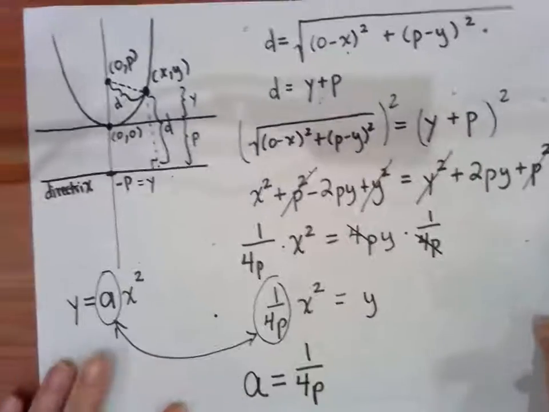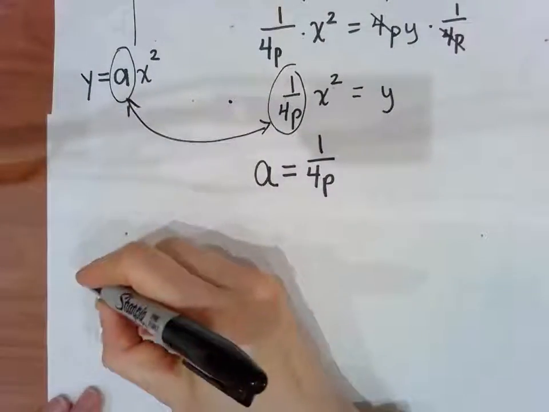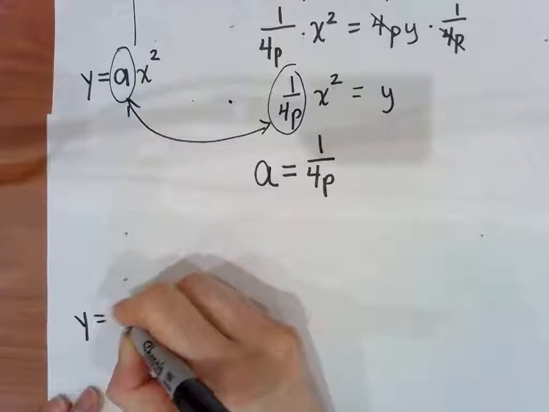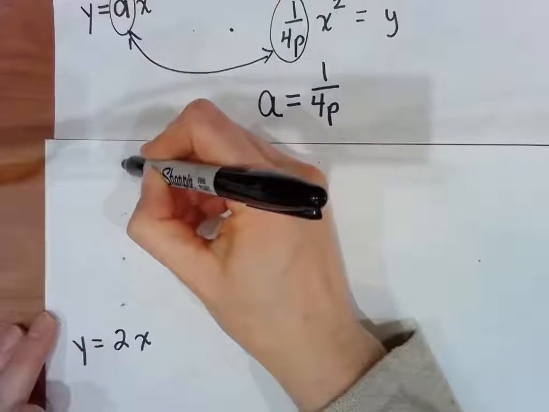Okay, so for example, let's just do a really quick example of this. Let's say we had y equals 2x squared. So let's think about that parabola.